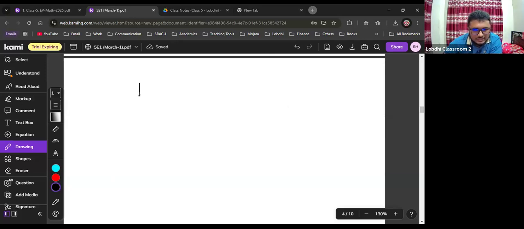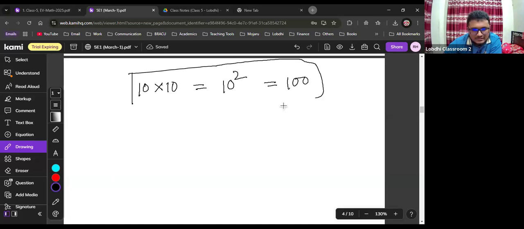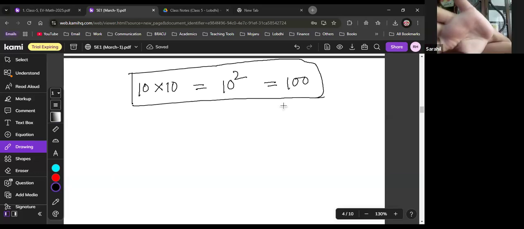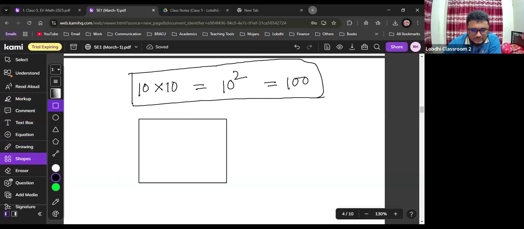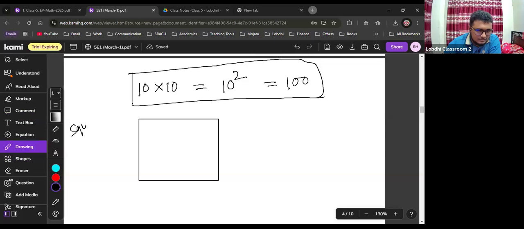If I tell you 10 multiplied by 10, this is basically equal to 10 square, or 10 to the power 2, equal to 100. Is everyone clear about this line? Yes, sir. Okay. Now, what I want to connect this concept to is actually given in your question, and I am heading towards that. Suppose this is a rectangle. Sorry, this is a square.